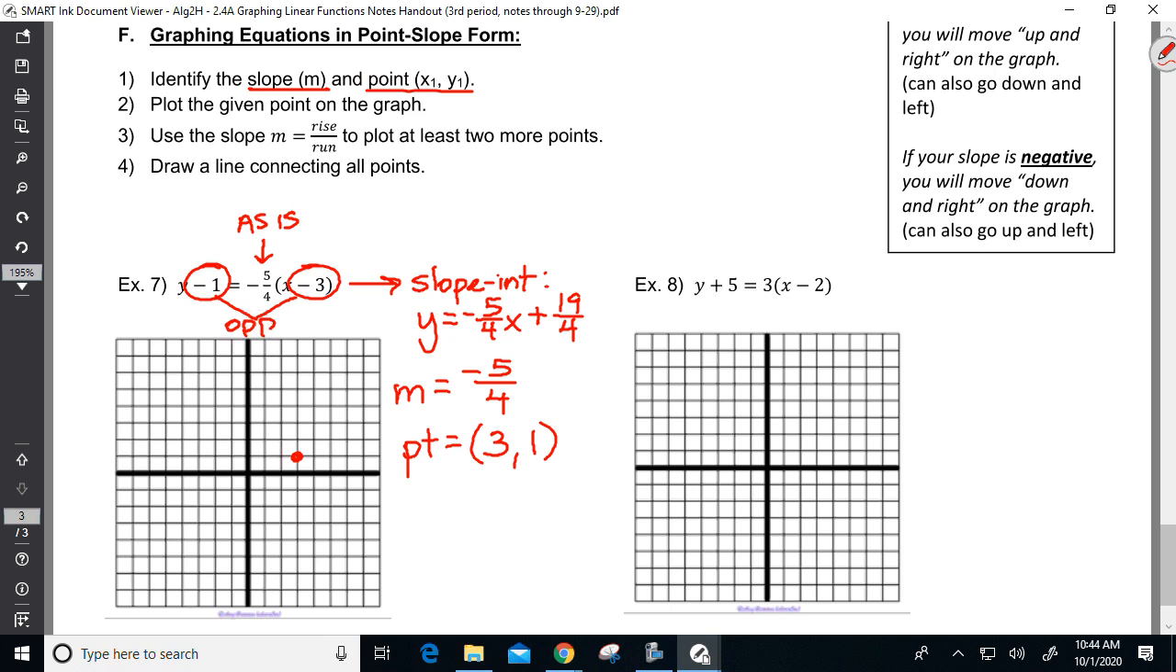So your slope was negative 5 over 4. So that means from the point that you plotted, go down 1, 2, 3, 4, 5, and to the right 1, 2, 3, 4. Or go up 5 and to the left 4. Draw your line.